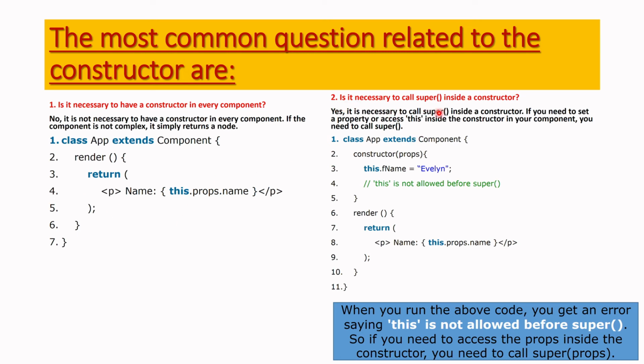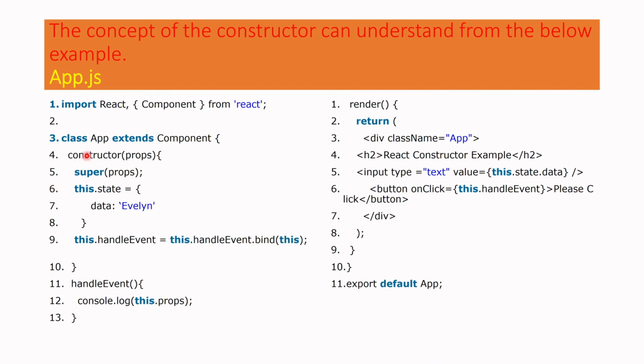Okay, so it is not necessary. So is it necessary to call super inside a constructor? Yes, it is necessary to call super inside a constructor if you need to set a property or access this inside the constructor. If in your component you need to do that, you need to call super. Okay, so it is necessary to call super inside the constructor, because we are setting the value, right? this.state, and then we have to pass the data. But we are doing the wrong thing here. See what we have seen in the last lecture. I have told you before, if you are going to initialize the state of the data, you have to write the constructor, pass the parameterized props, and inside the curly braces you have to write super(props) first, and then this.state, and then we initialize the data, right? And this is the event handler that we already discussed.